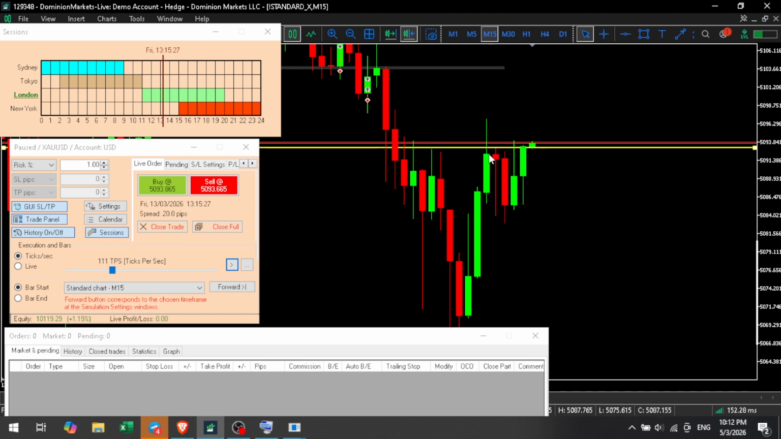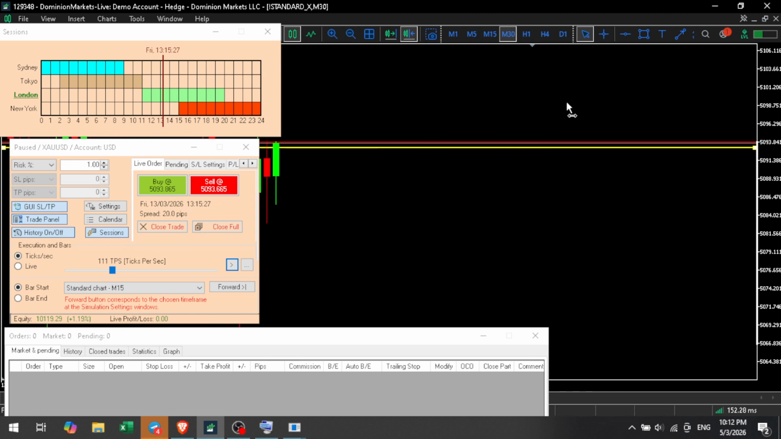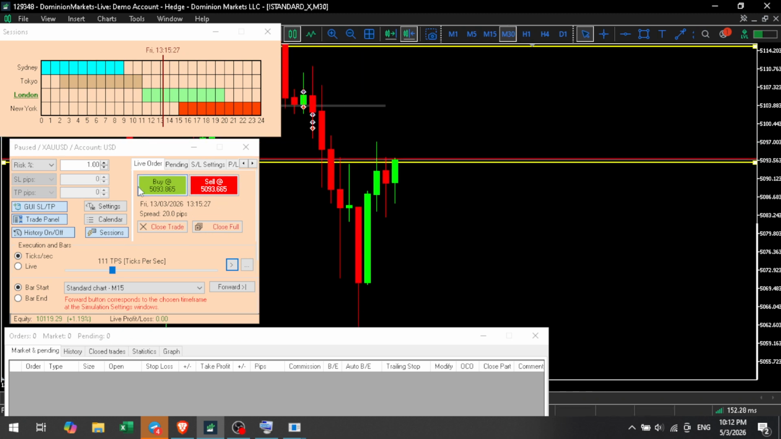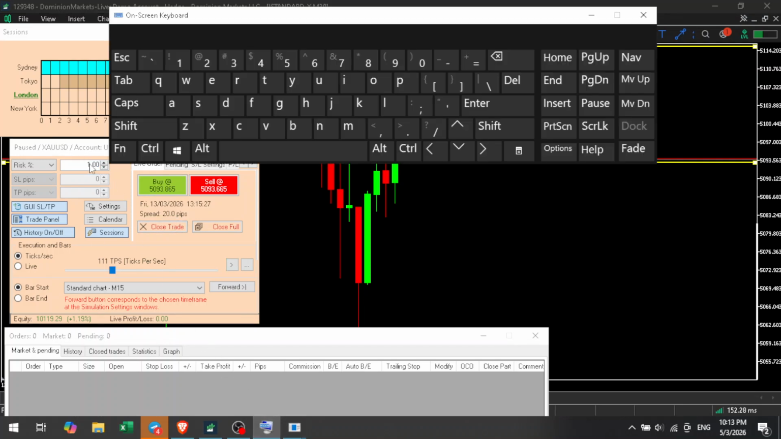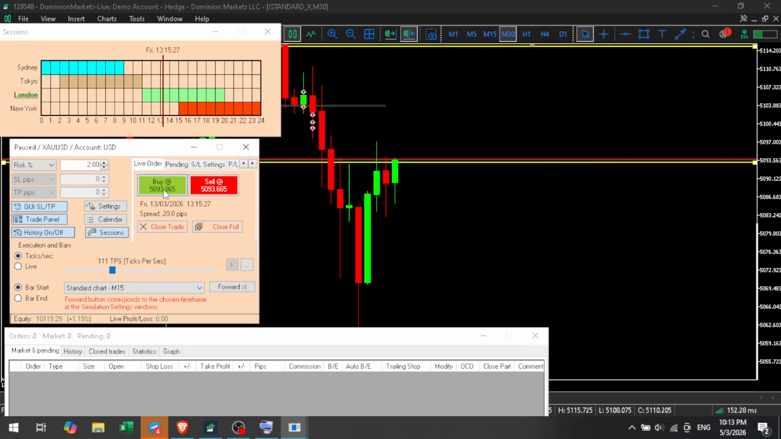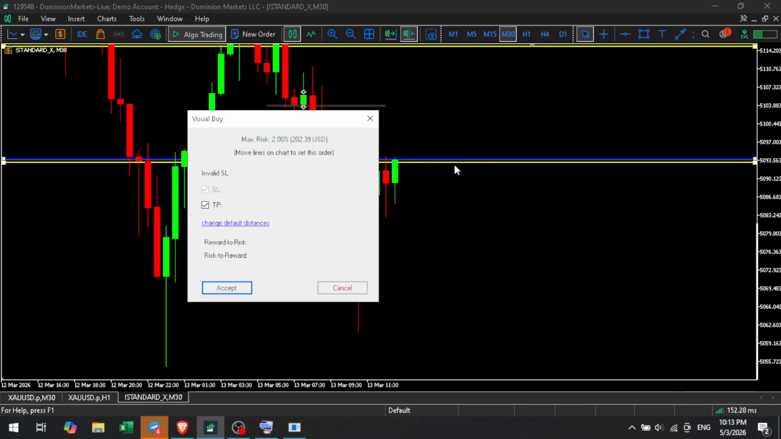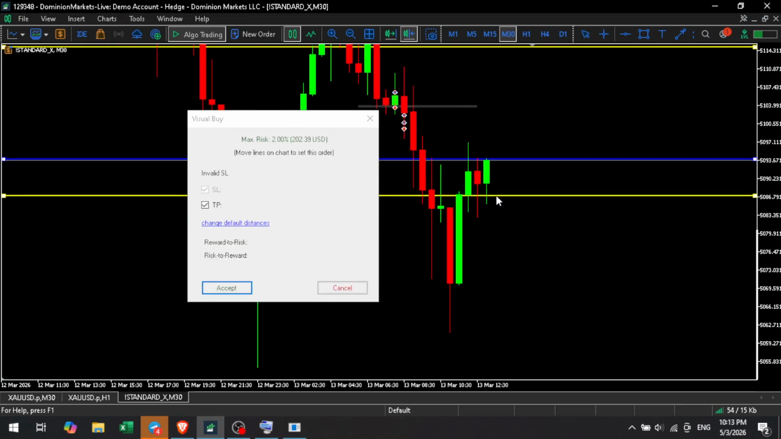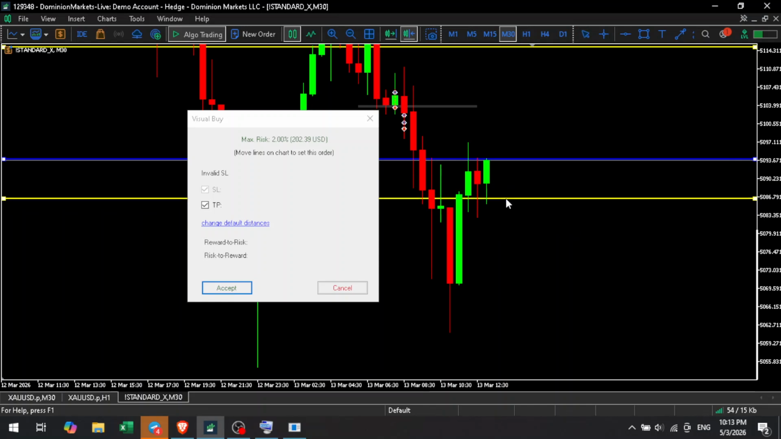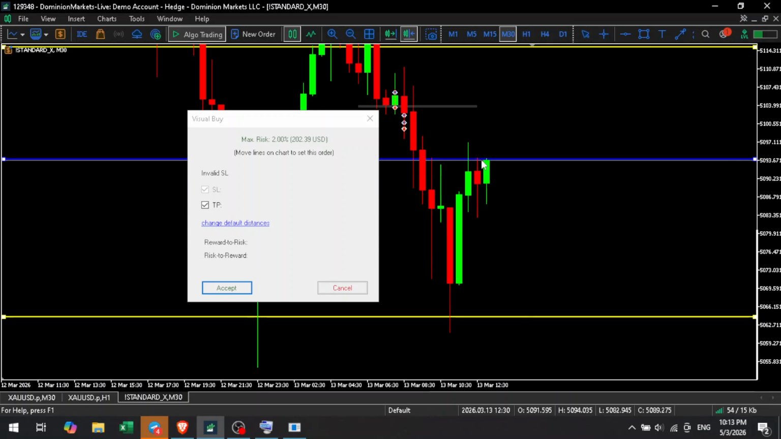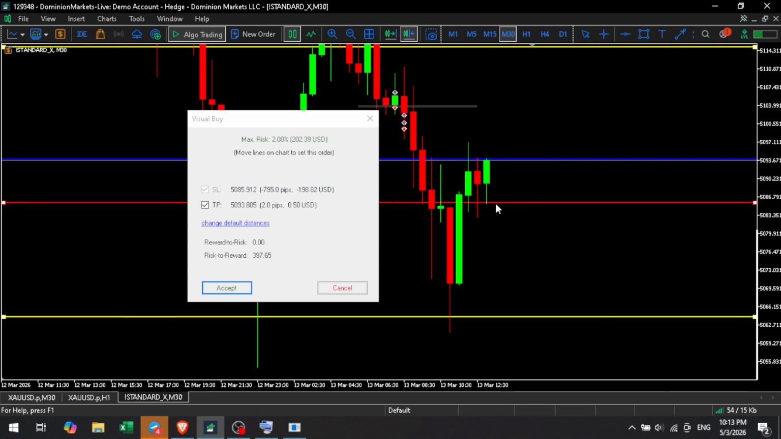We should buy, maybe not. Yes, we should buy with 2%. Let's take the risk. 2%. We have the buys. Stop loss here. What is that? This was our drawing. This is 88 pips.